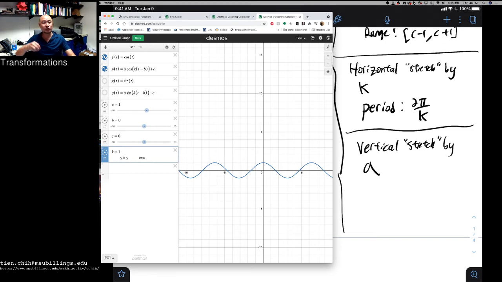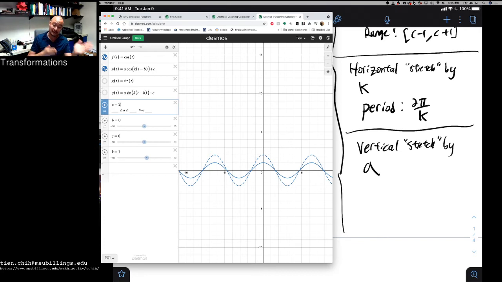So if I'm doing a vertical stretch by A, we can see that stretches everything out by 2. It doesn't change your midline, and it doesn't change your period, because everything's still taking 2 pi cycles. But what's certainly changed now is my amplitude. I used to go from -1 to 1, and I've doubled everything, so now I'm going from -2 to 2.